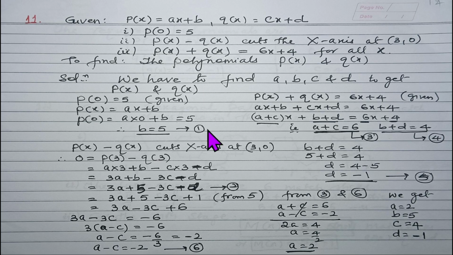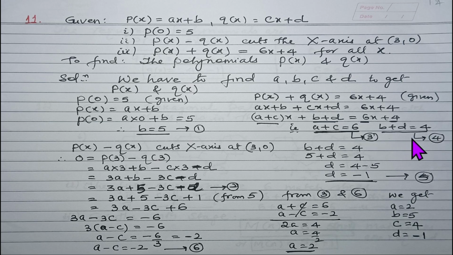Now let us take the third equation, that is p(x) plus q(x) is equal to 6x plus 4. Putting the value of p(x) is equal to ax plus b and q(x) is equal to cx plus d, and rearranging them, we get (a plus c)x plus (b plus d) is equal to 6x plus 4. By inspection and comparing LHS and RHS, we find that a plus c is equal to 6 and b plus d is equal to 4.